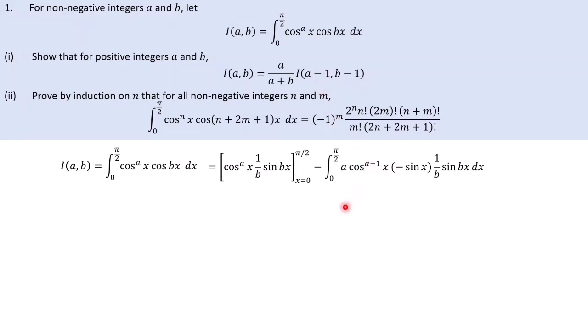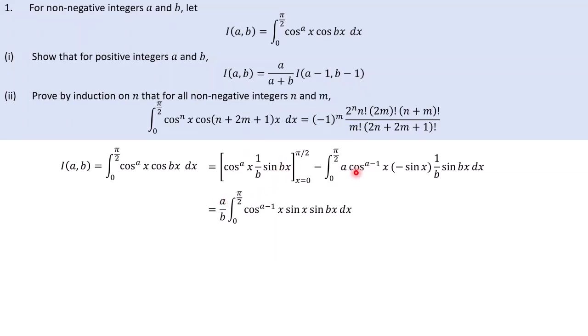Okay, let's tidy up the terms a bit. So over here, the first term, we see that because a and b are positive integers, notice that when x equals 0, we have sine bx is 0. And when x is pi over 2, cosine to the power a of x is 0. So the first part is just 0.